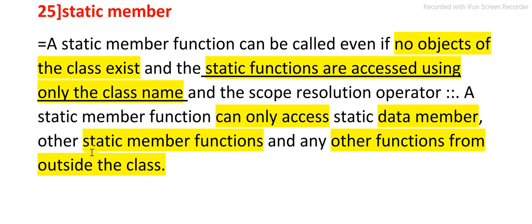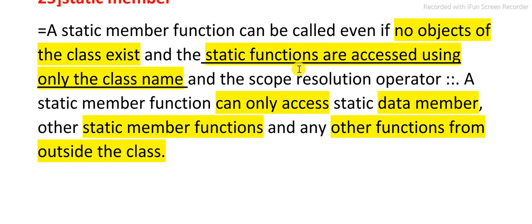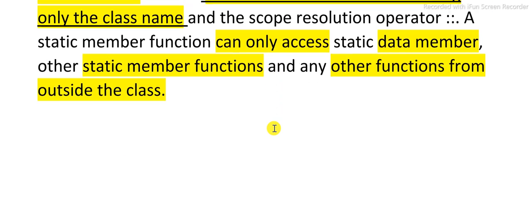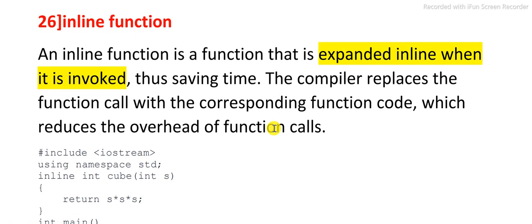Now what is a static member? A static member function can be called even if no object of the class exists, and static functions are accessed only by the class name and the scope resolution operator. A static member function can only access static data members, other static member functions, and any other function from outside the class.